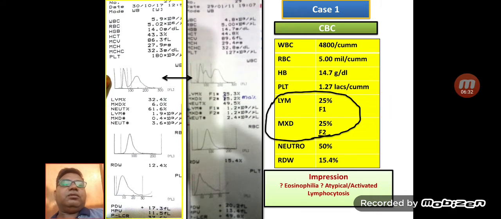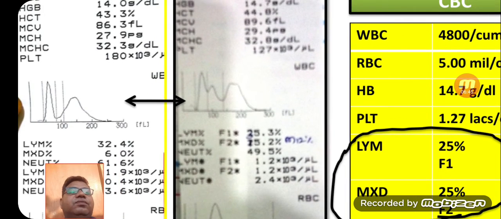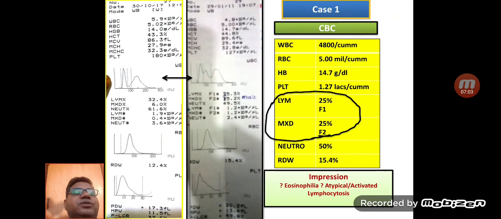So you can easily appreciate that there is a merging of the F2 flag with the F1, and it is shifted towards the left. Here you can see the graph of WBC, it is in continuation with the lymphocytes. So this F2 is basically merging with the F1. Whenever such a situation is there, the merging of F2 with the F1, most probably the cells are activated lymphocytes.